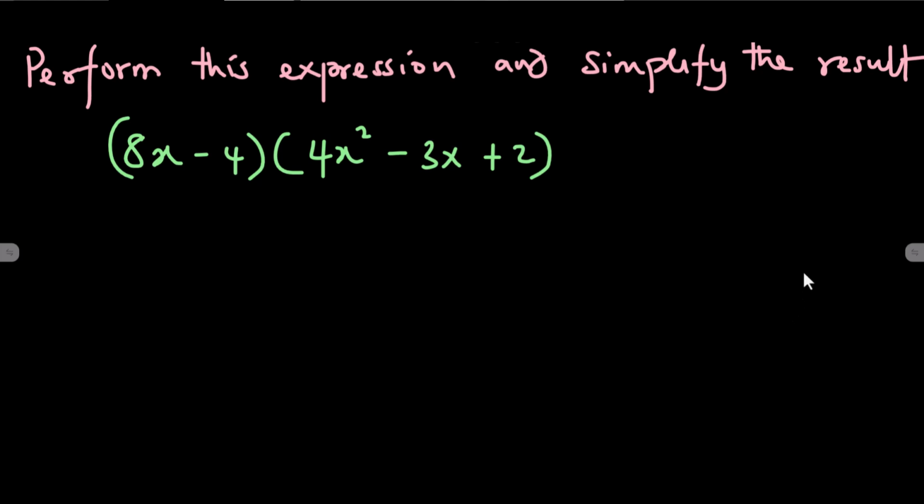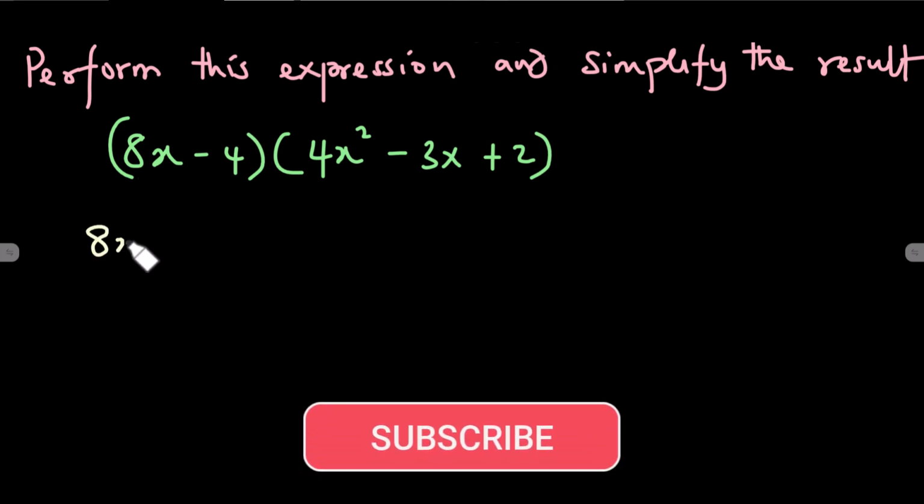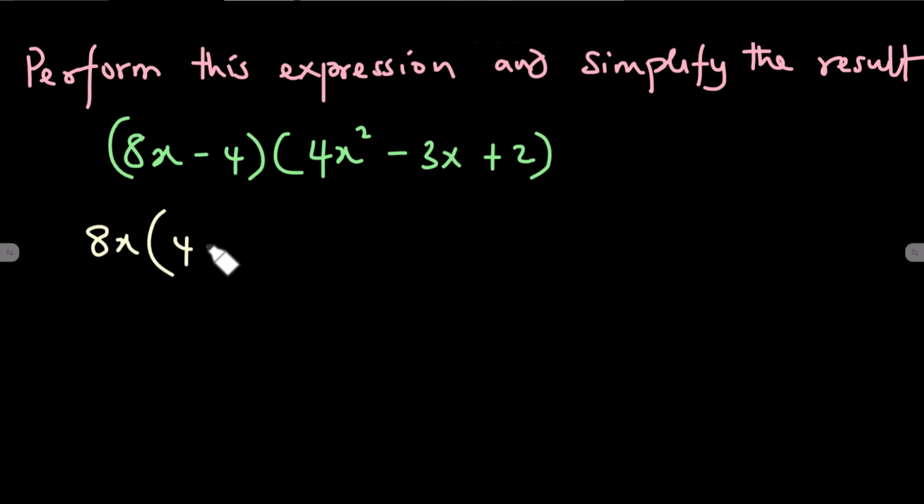I'll perform this expression and simplify the results. We've got this expression to multiply. So to do this, I'm going to first of all bring out 8x in the first bracket and put this expression here, which is 4x squared minus 3x plus 2.